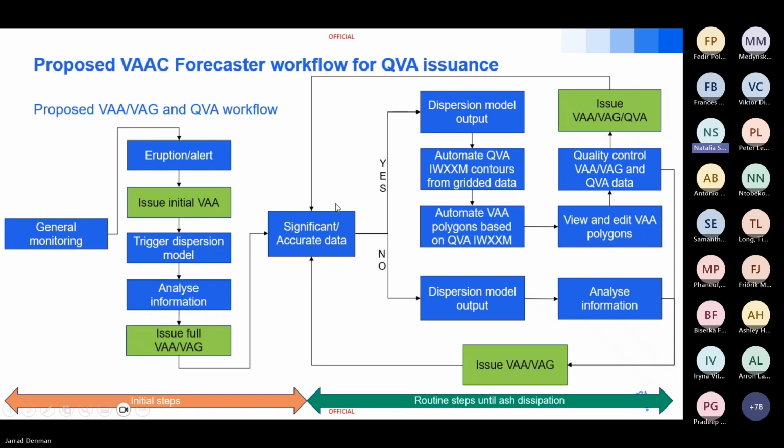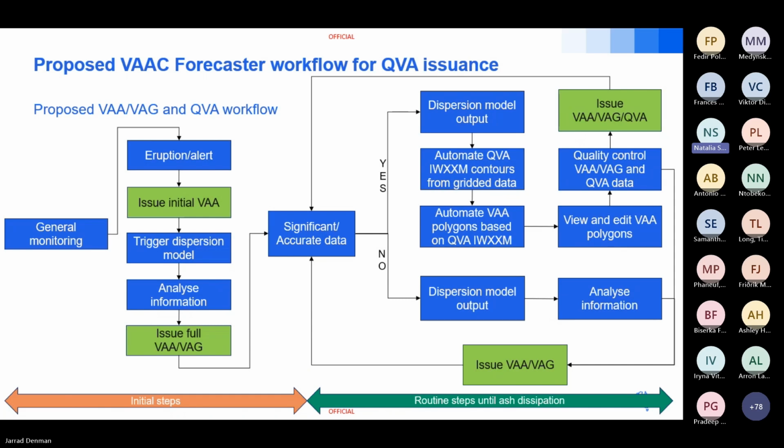But then the forecaster, if it's determined that it's significant, they would actually go and look at the dispersion model output. We would hope to automate some of the IWXM contours from the gridded data set that we have to help the forecasters workflow. Looking at automating the VAA polygon based on the QVA IWXM file. So again, just making sure things are consistent with the data so that there's no differences between the information coming out. The forecaster would then be able to go and have a look at the VAA polygon.